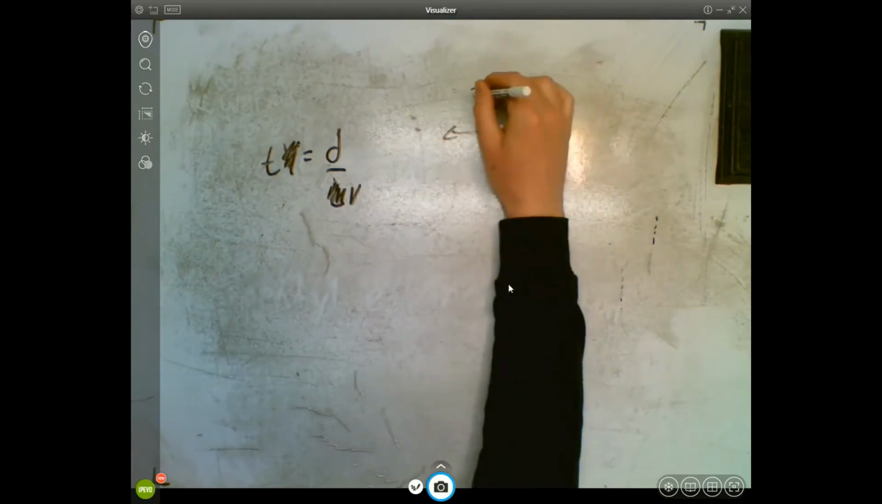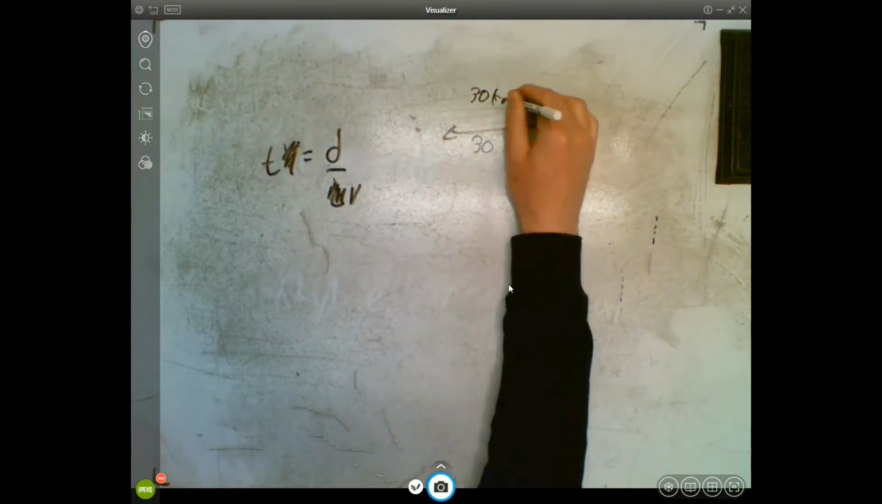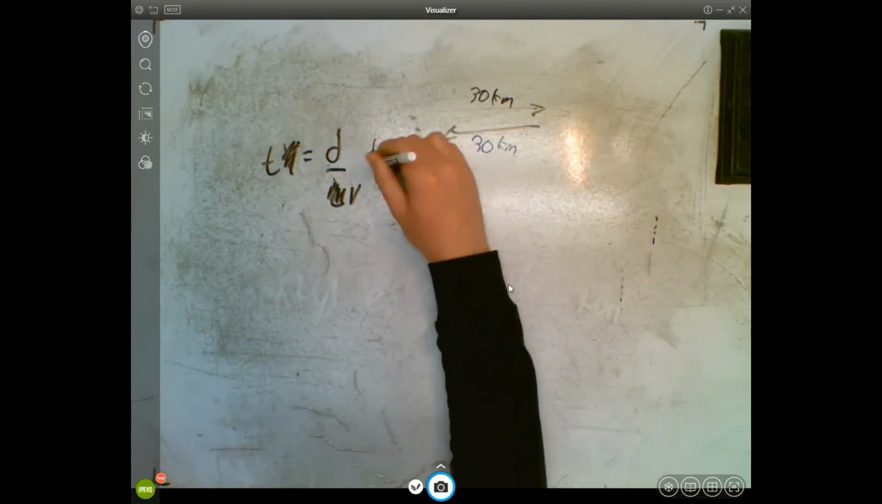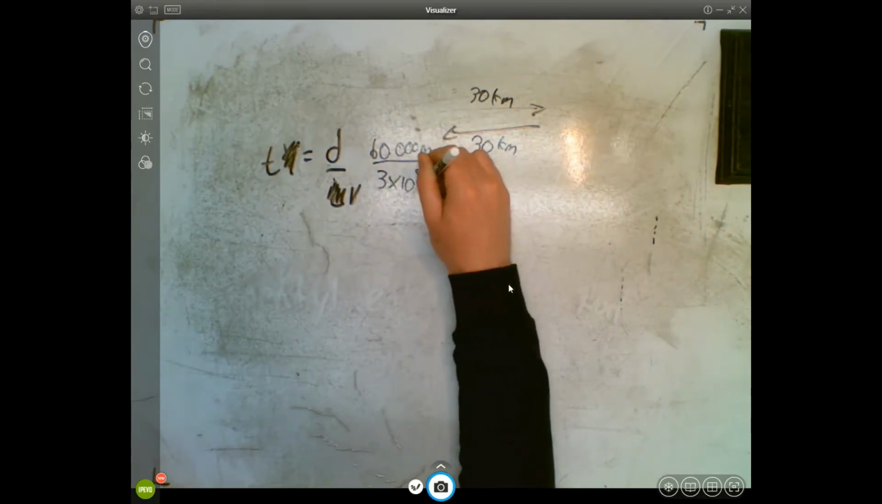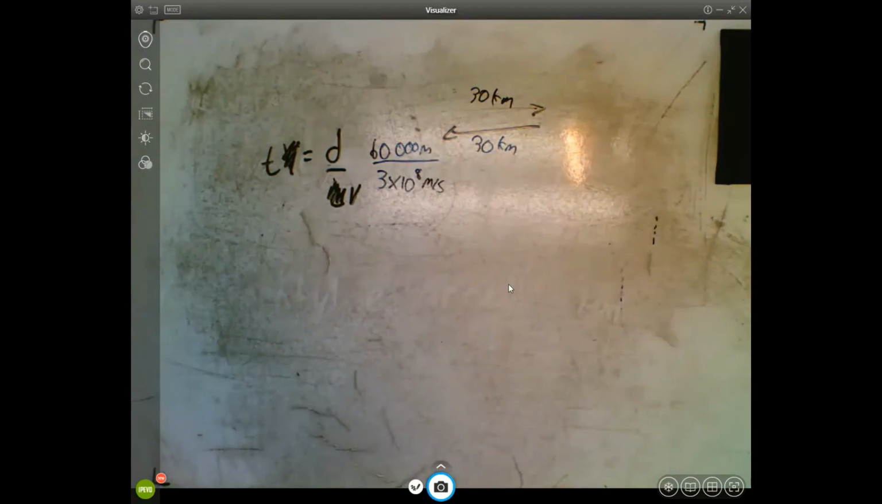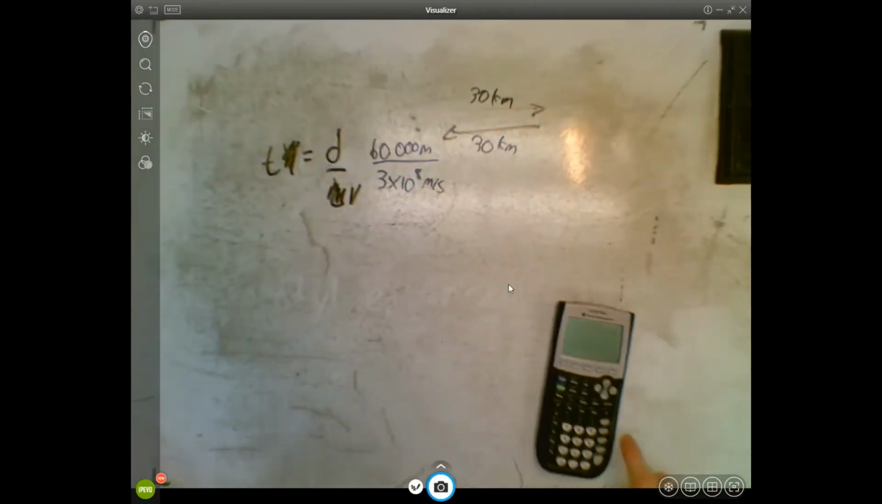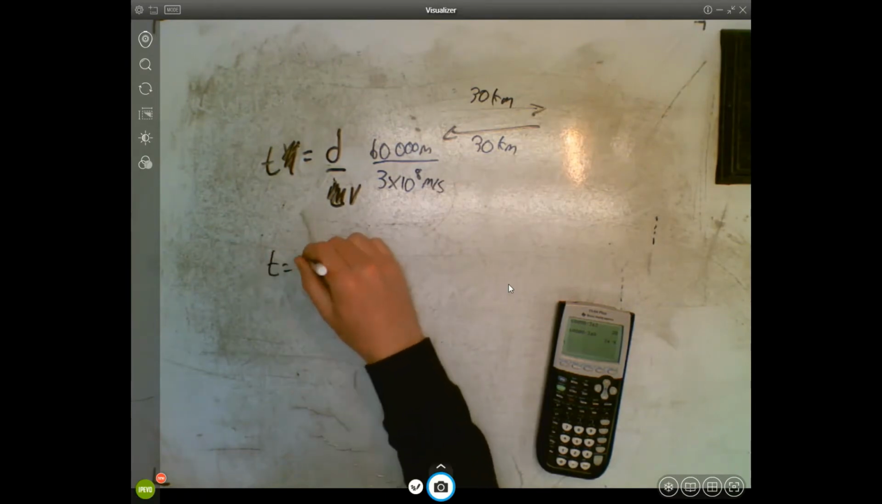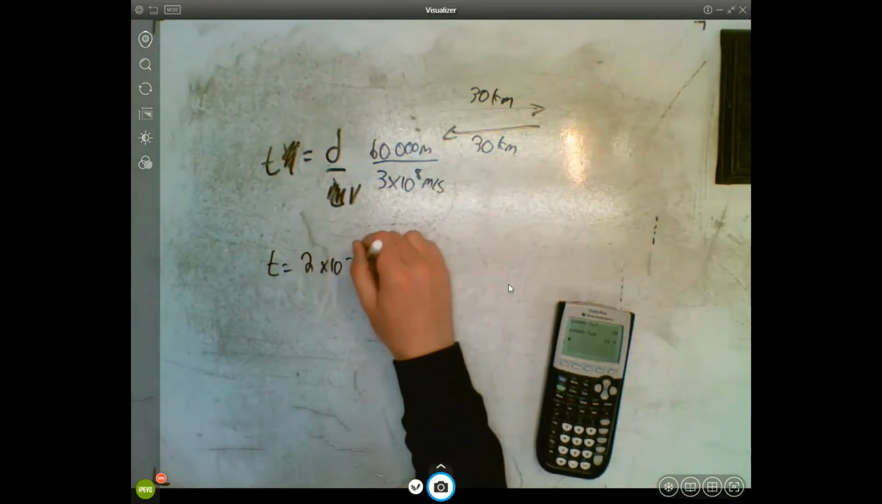So the distance is 30 kilometers there, 30 kilometers back, so our distance is 60,000 meters. And our speed is the speed of light. 60,000 divided by 3 times 10 to the 8, and you get your time to be 2 times 10 to the negative 4 seconds, right?